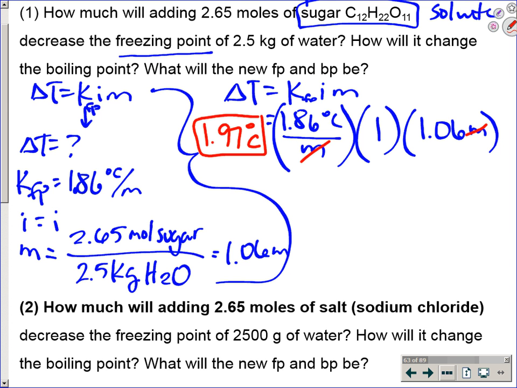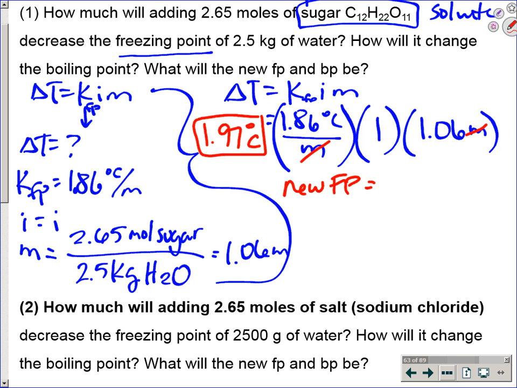So decide in your groups what's the new freezing point of this solution. You have 30 seconds. What's the new freezing point of this solution? Think about where we started and how it would be depressed. What's the new freezing point?